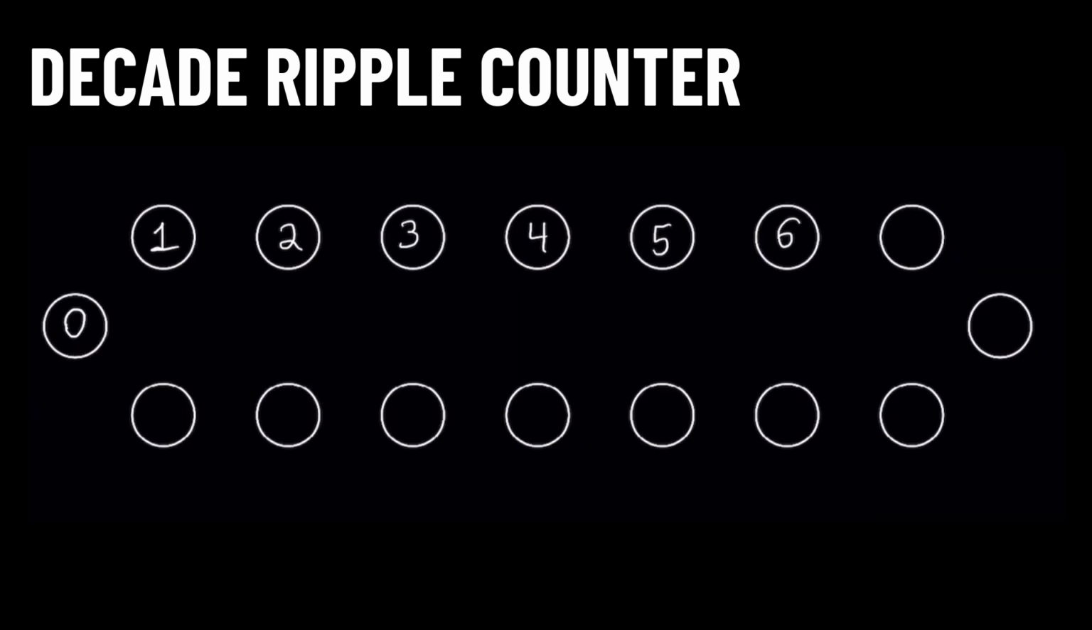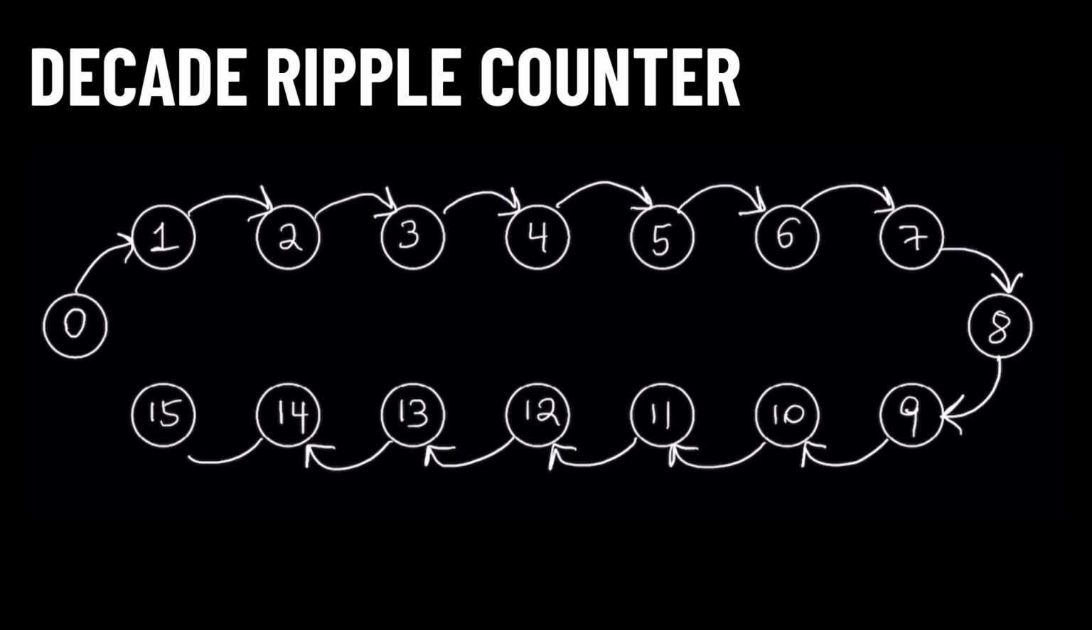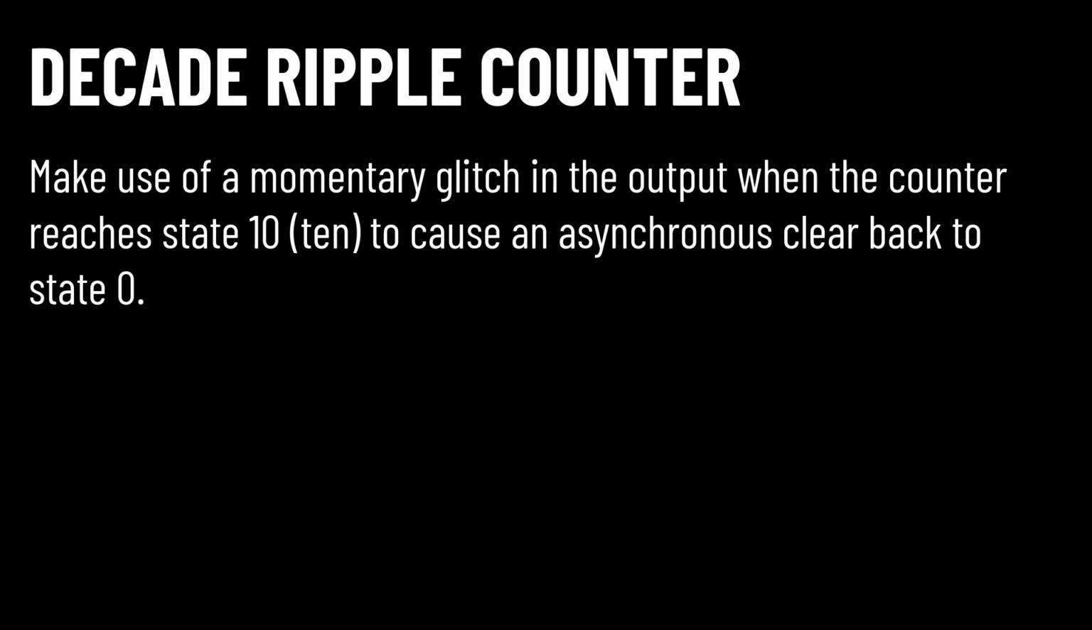As is, this counter is a 4-bit counter and will count from 0 to 15 and back again. How do we get it to stop at 9? When designing a ripple counter that counts from 0 to a number that isn't 2 to the n minus 1, we can utilize a momentary glitch in the output to achieve our desired result.